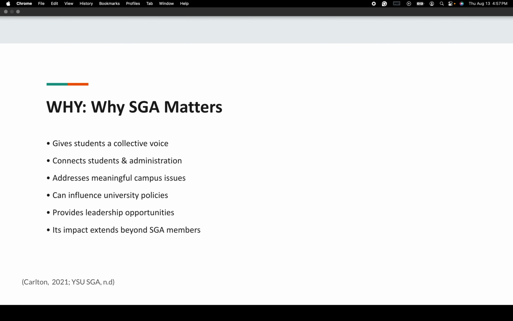According to Carlton, student governments can address issues involving student fees, academics, funding, and other campus concerns. YSU's SGA similarly gives students an organized voice. This is why I think SGA is worth examining. Even students like myself, who never participate directly in student government, can still be affected by its work.